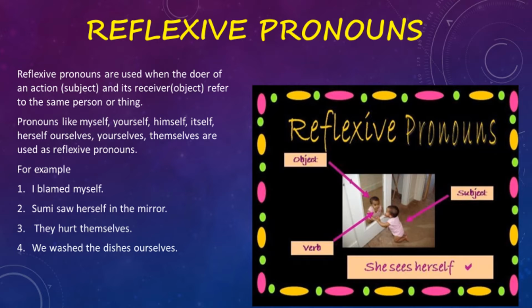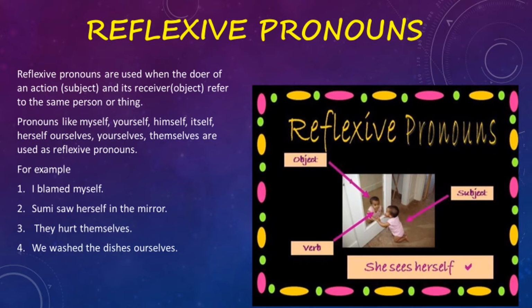Same is the case with reflexive pronoun. It acts like a mirror. So the subject is reflected back in this reflexive pronoun. Okay, the doer of an action or the subject and the receiver of the object, it refers to the same person. Now, what are the pronouns that are used in reflexive pronoun? So pronouns like myself, yourself, himself, itself, herself, ourselves, themselves, yourselves. These are a few examples of reflexive pronoun.